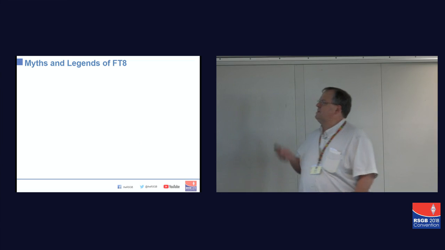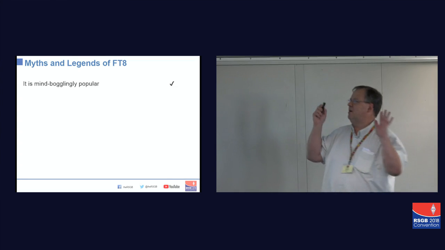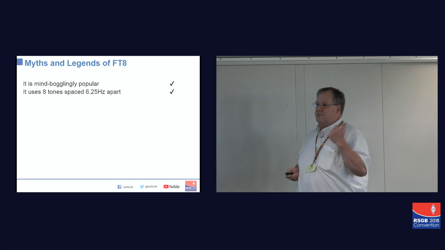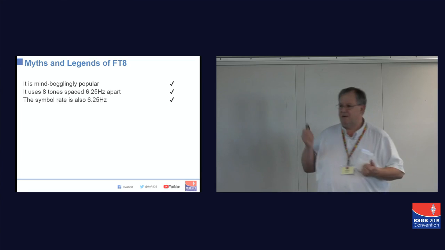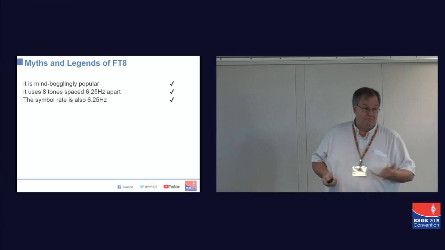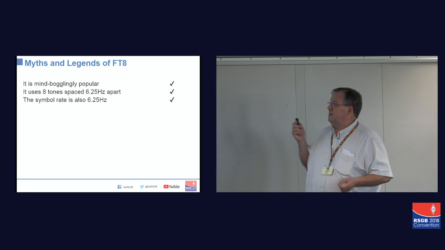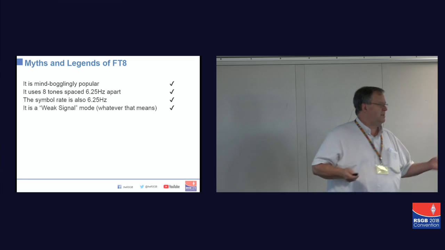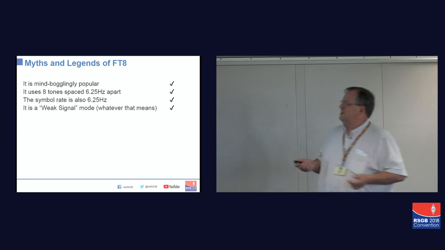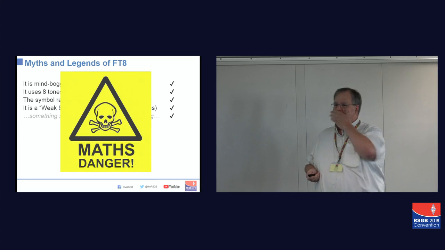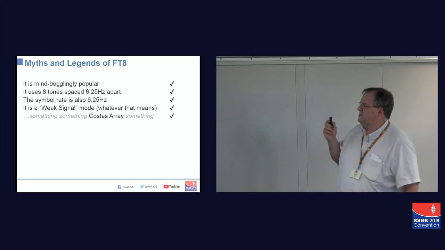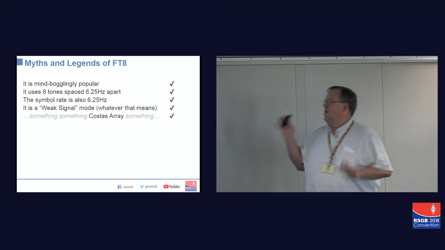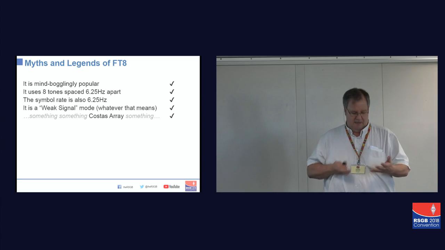So, a few myths and legends. Let's just do a reality check. It's mind-bogglingly popular. Yes, we know that. It uses 8 tones spaced 6 and a bit hertz apart. Yep, fine. And the symbol rate's also 6.25 hertz. That's pretty convenient. It's a weak signal mode. What's that mean? Has anybody got a weak signal? Well, I always try and be nice and loud. Oh, very close there. We nearly talked about maths. It does something complicated with Costas arrays and all sorts of other clever stuff, which you can read about on the internet. There are papers about this.